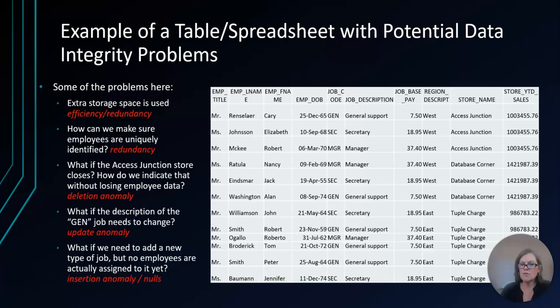So the problem with keeping it all in one table like this is you can see a lot of redundancy. So we have multiple employees that hold this general support job that you see in this first row here. Several employees have that same job. So that job description we are storing over and over again. So that is a problem with redundancy. So it causes a lot of different types of issues in the database. Efficiency, lack of efficiency is one of them.